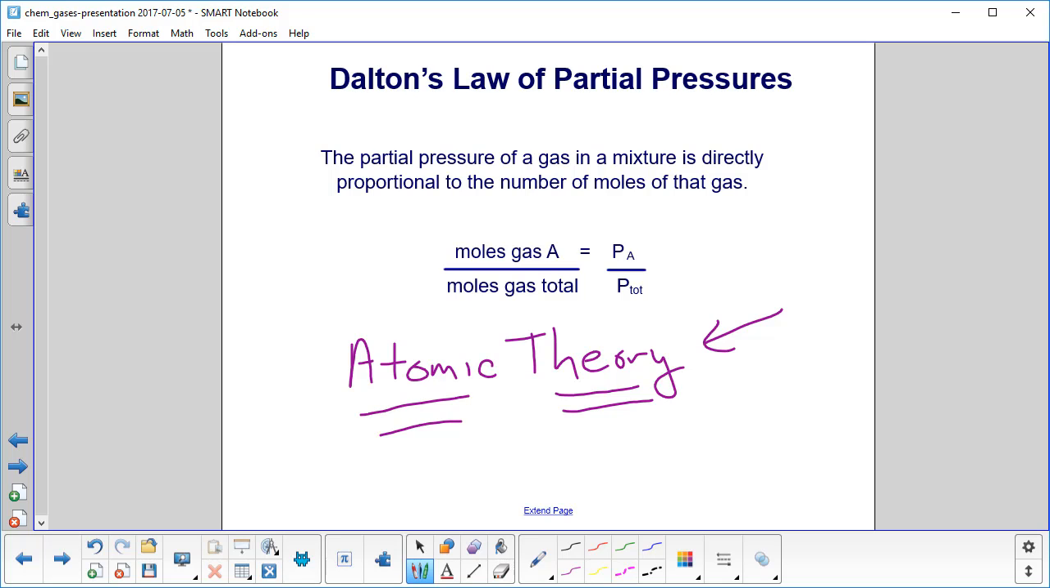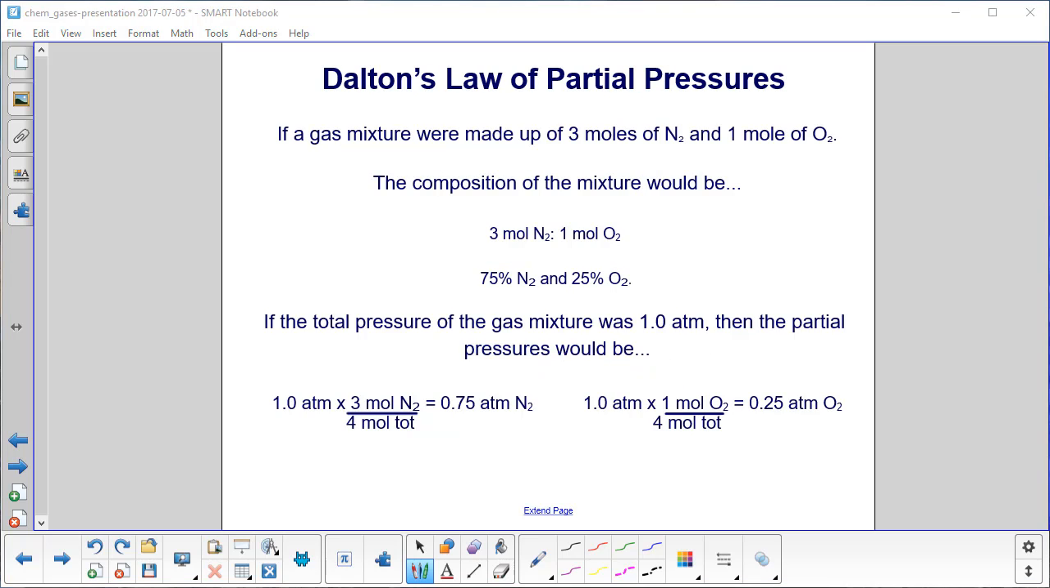The partial pressure of a gas in a mixture is directly proportional to the number of moles of that gas. So you can see directly proportional here. We have moles of gas A, pressure A, both in the numerator. In the denominator, you have your total amount of moles and your total pressure. Let's try and find the partial pressures, but we're going to come up with an equation first to help us.